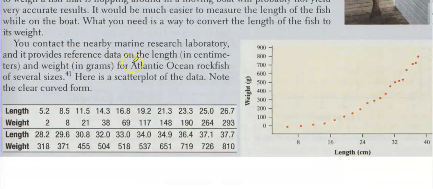So you contact the nearby Marine Research Laboratory and it provides reference data on the length in centimeters and weight in grams of the Atlantic Ocean rockfish of several sizes. Here's a scatter plot of that data. So they gave you all the data for the length and the weight of a bunch of fish. And what you want to do is create a model so a fisherman can just measure the length of the fish and estimate or predict its weight. Notice this is not a linear form. This is not linear. It is nonlinear. Well, wouldn't it be nice to make it a linear form?